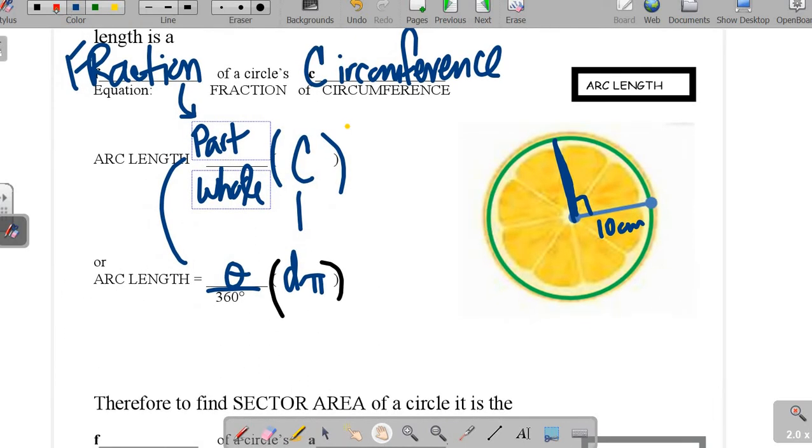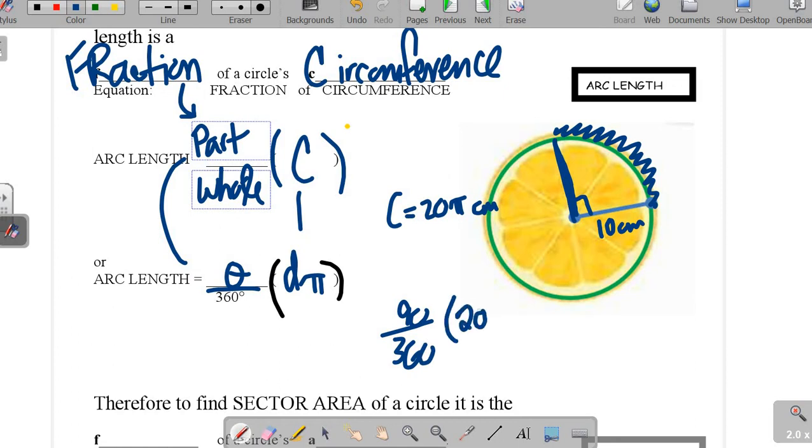So in this particular example, the circumference is 20 pi centimeters. So we would say the length of this arc right here would be 90 over 360 times 20 pi, which if you reduce it, 9 goes into 36, 1 in 4. And then I can take the 4 into the 20. So therefore, my arc length would be 5 pi centimeters.